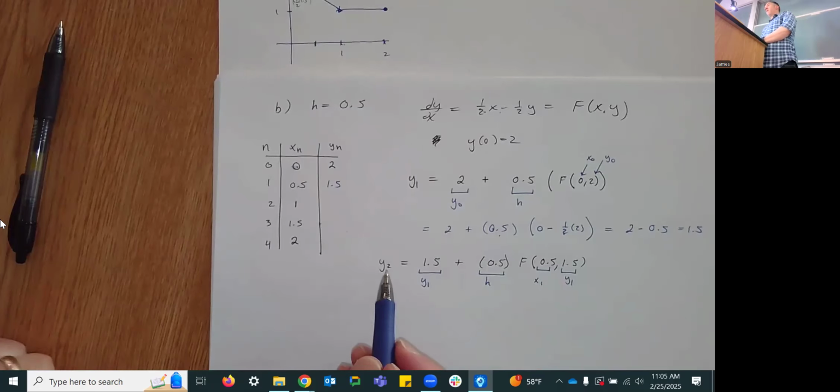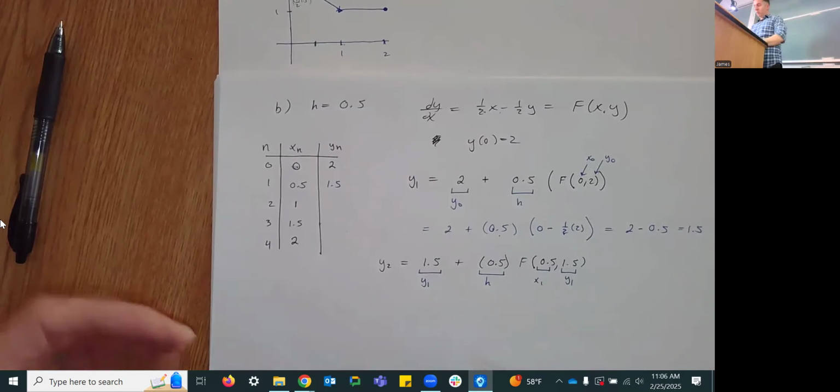So the next thing you're finding, y sub 2 in this case, is always based on everything in the formula being from your previous point, right? They're all x sub 1 or y sub 1, whatever those happen to be. And then we're just going to throw it into the formula.